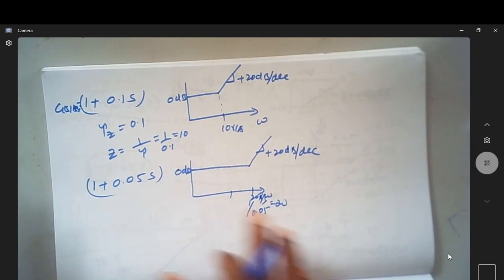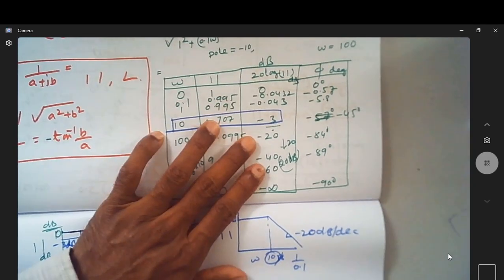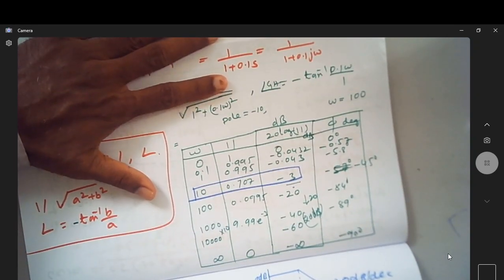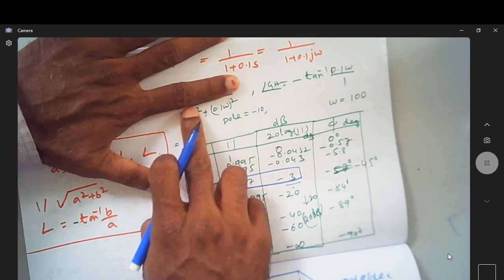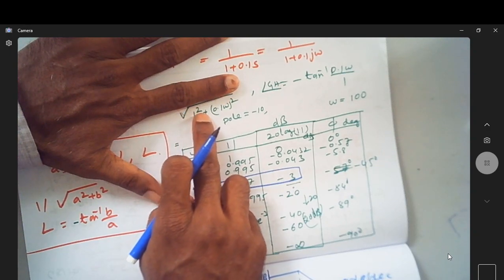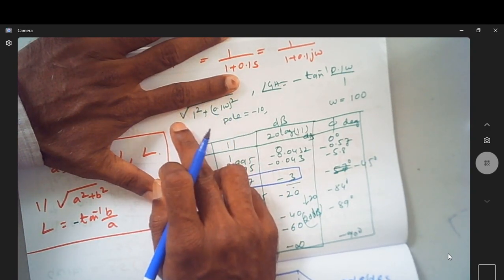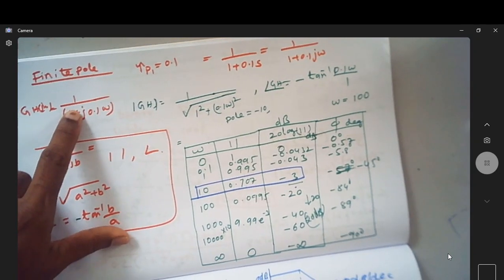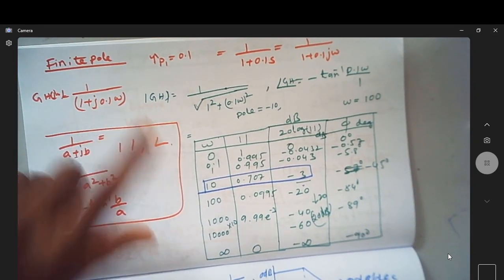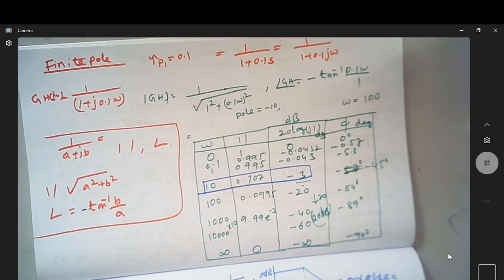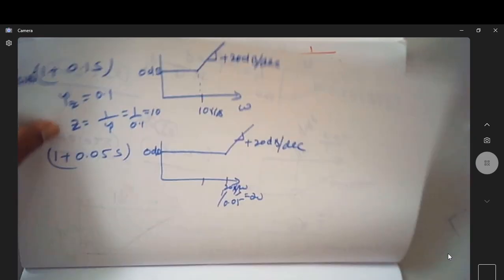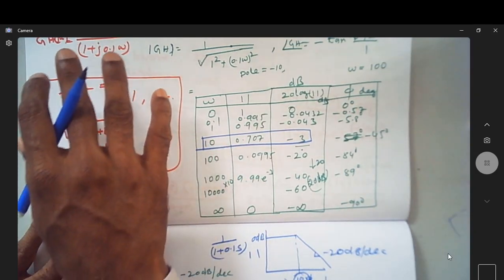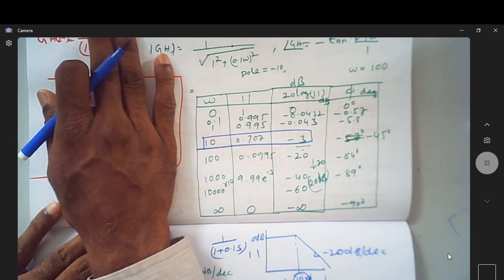Of course, this can certainly be proved the way we have done it here. What you have to do is, instead of negative 1 over this, you simply make it root of 1 squared plus 0.1 omega squared. Suppose you are looking for 1 plus j0.1 omega. This is how the magnitude will vary for a finite zero.